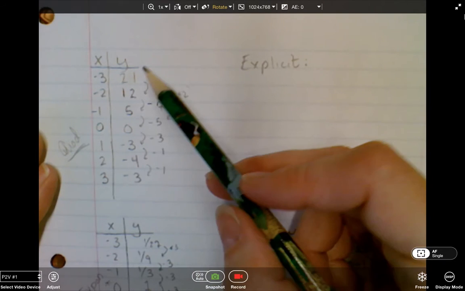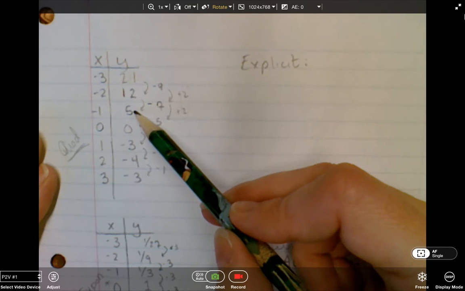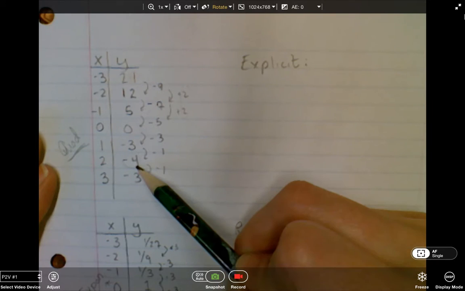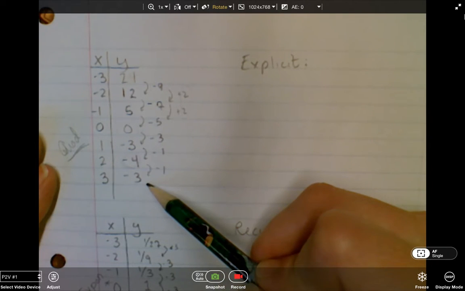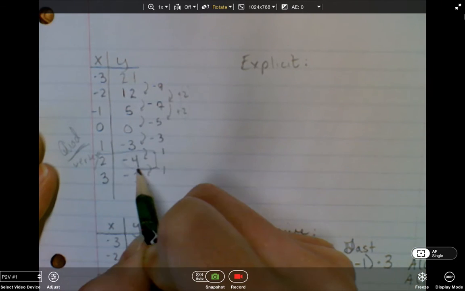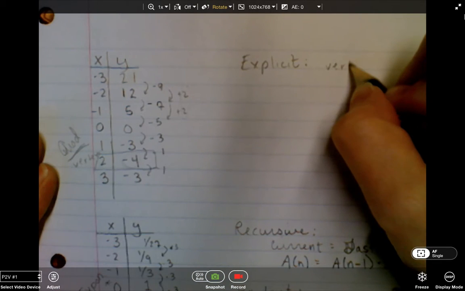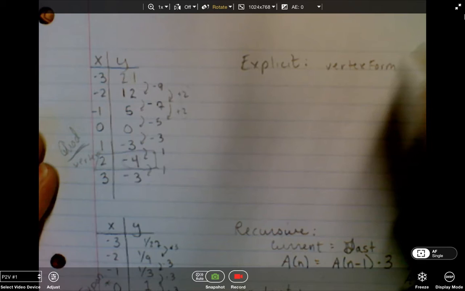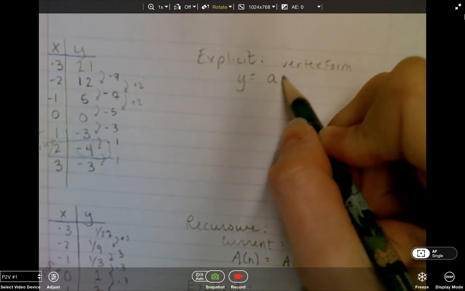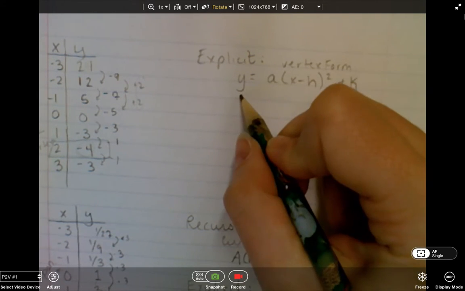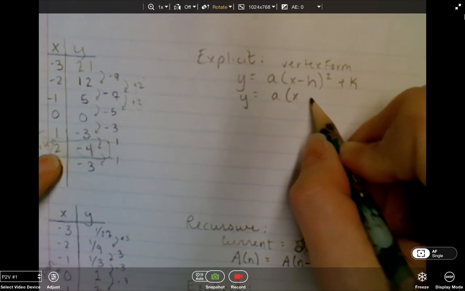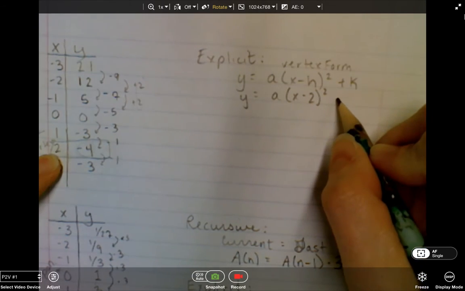So when I'm looking at this table here, I see it going down, down, down, down, down, down, and then it kind of seems to scoop, it has like a minimum down here at the bottom, and then it starts to go back up. That means that I have a vertex right here. So if I see a vertex, I should use vertex form. Okay. So y equals a times x minus h squared plus k. So y equals a times x minus the x value of the vertex squared minus 4.